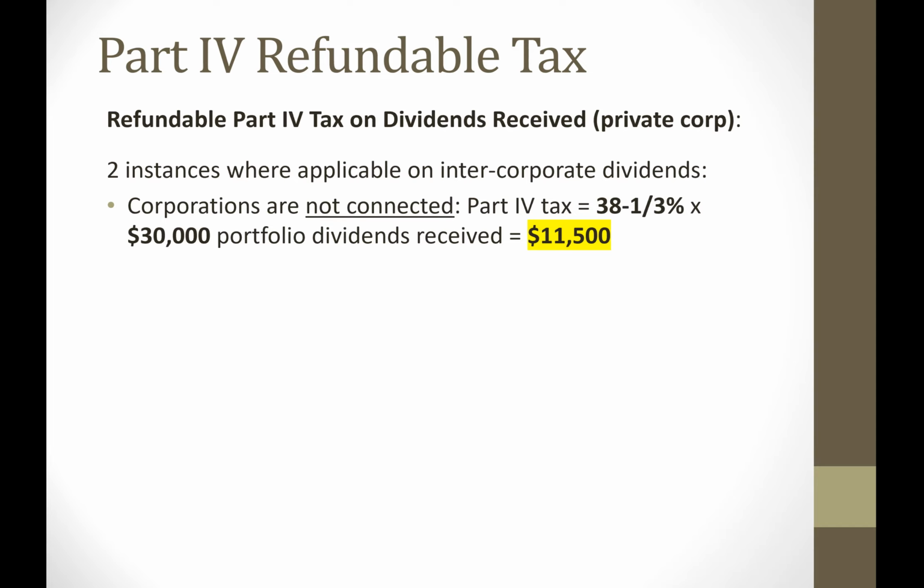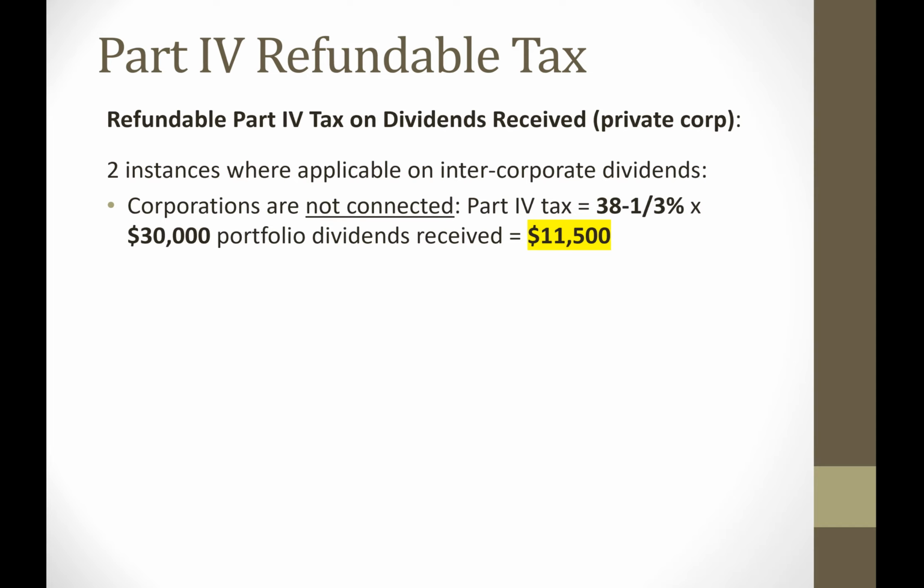Now in this example then, the Part 4 tax would be 38 1/3% times the dividends received. Now these are considered portfolio dividends. Bowen Ltd invests in a bunch of shares in Canadian public corporations, and that's part of their portfolio of investments. So these dividends are referred to as portfolio dividends. So we go through the calculation, and that's going to result in Part 4 tax of $11,500.